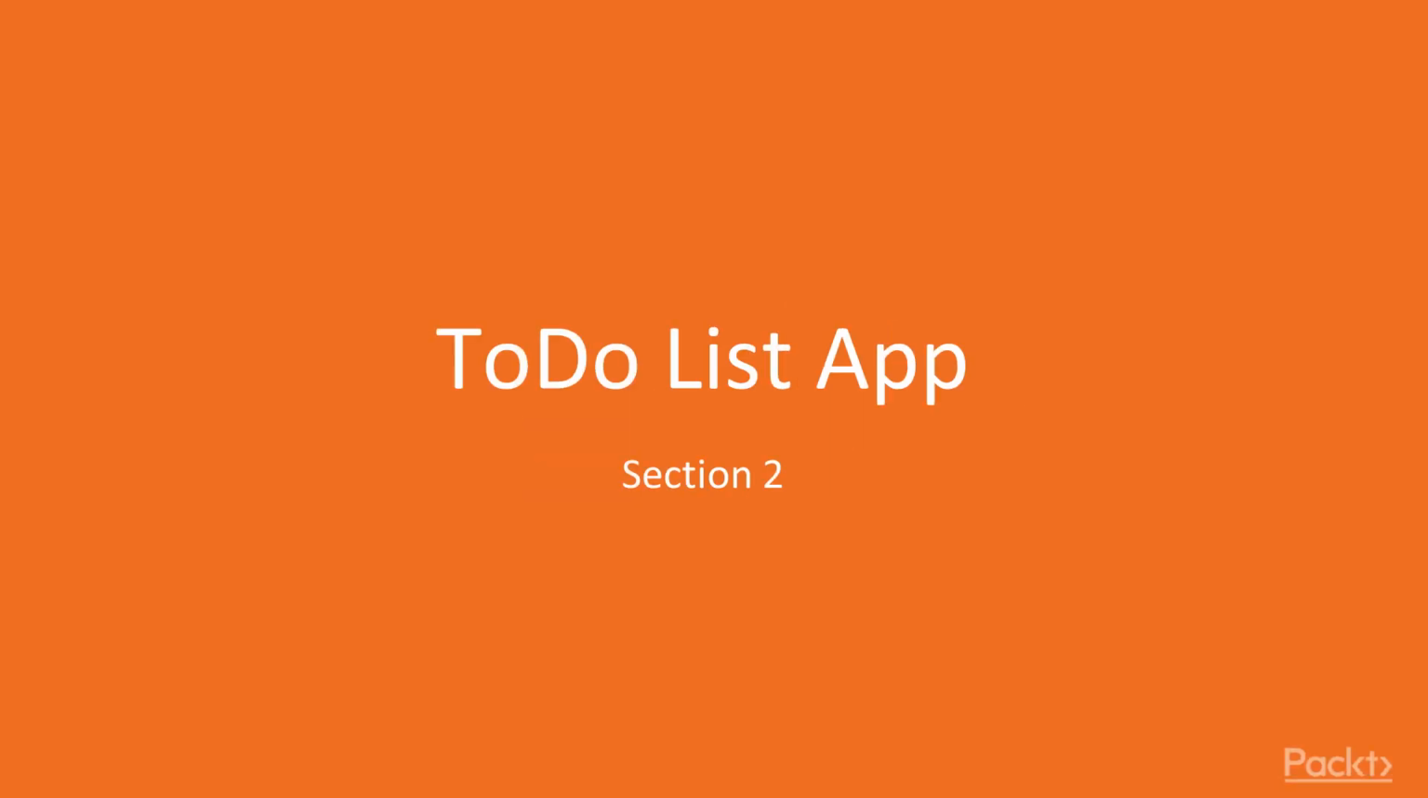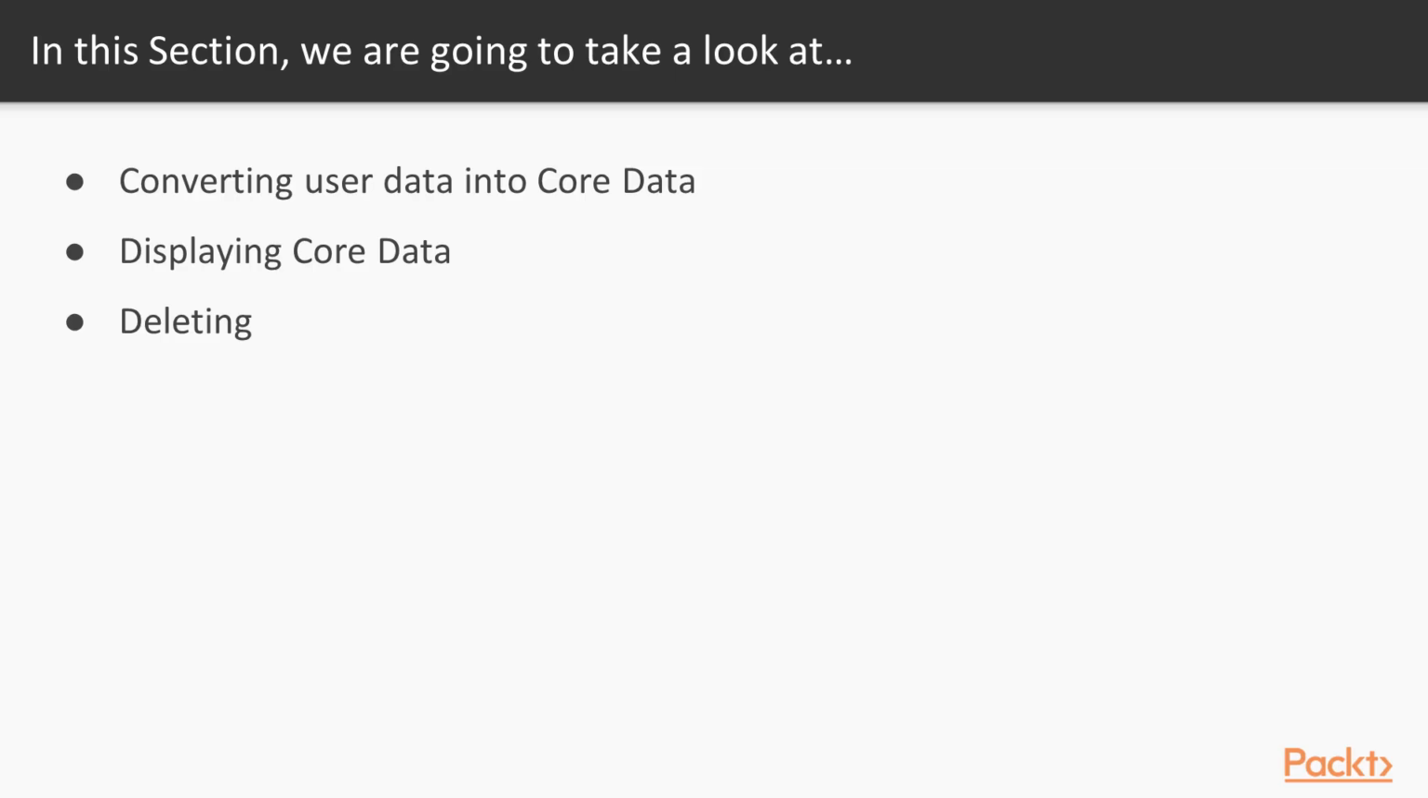Hello and welcome to the next section in this course where we're going to be building a to-do list app. So what are we going to cover in this section? Basically, we want to dive deeper into core data and show how it works with a real-life application. So we're going to show how to convert user data into core data.